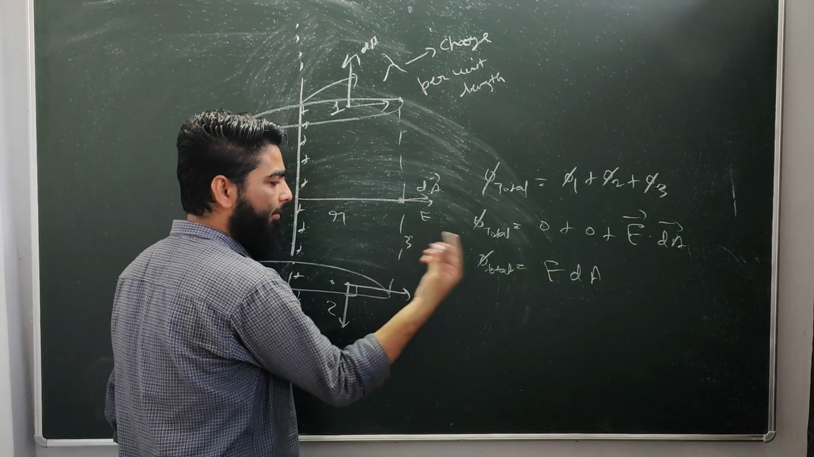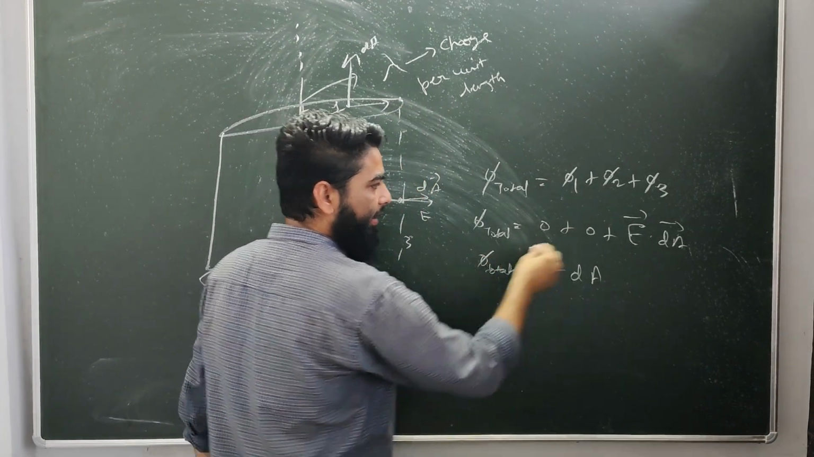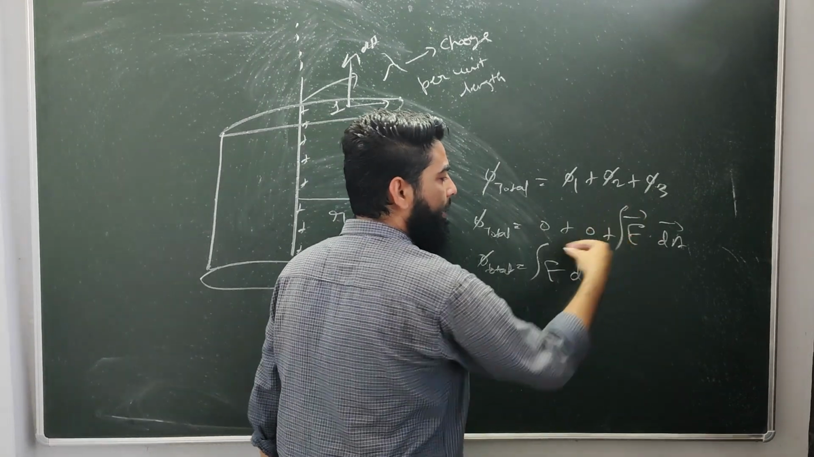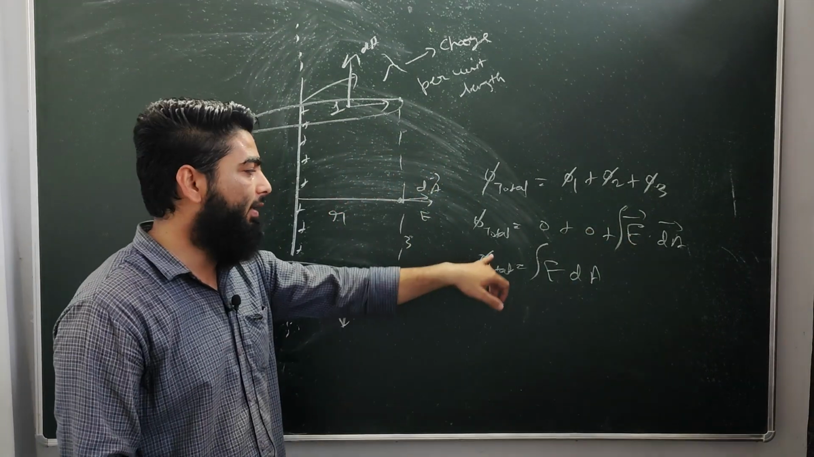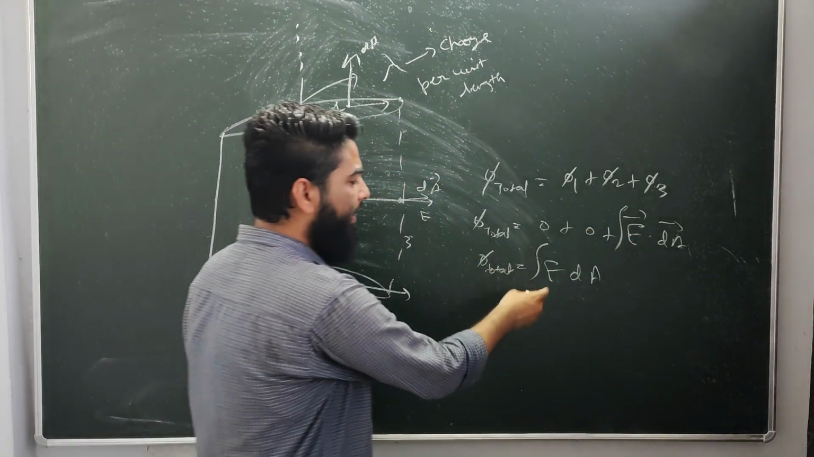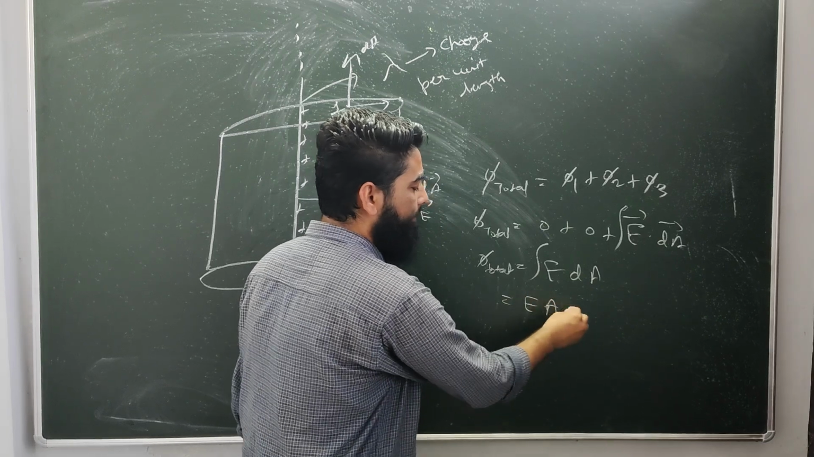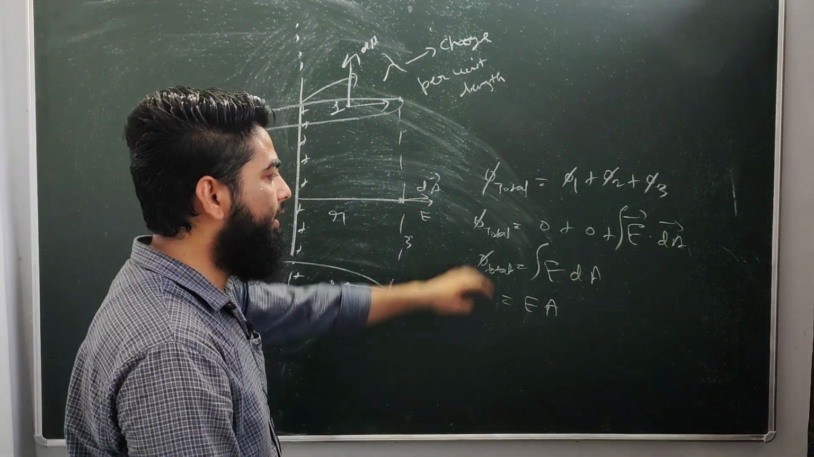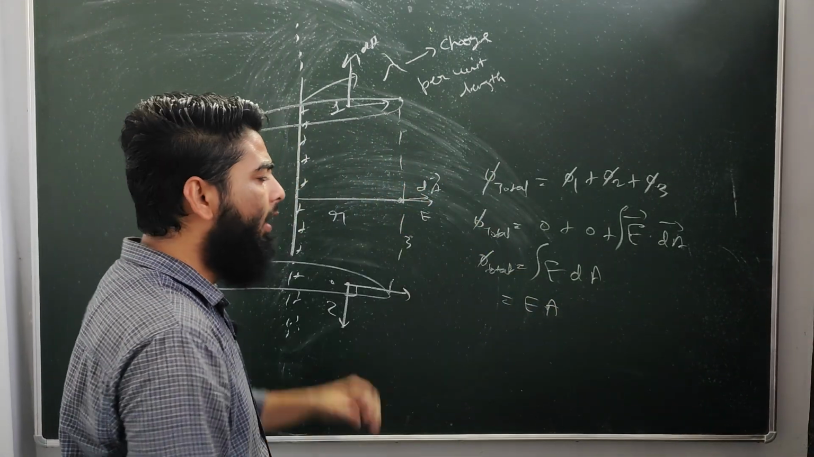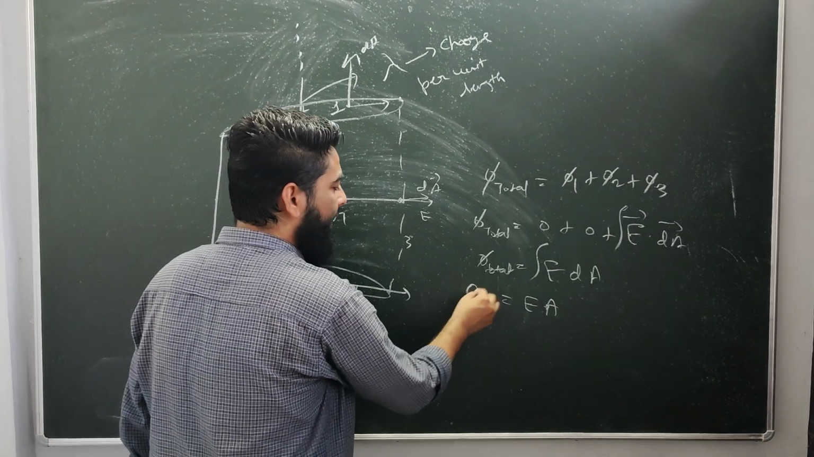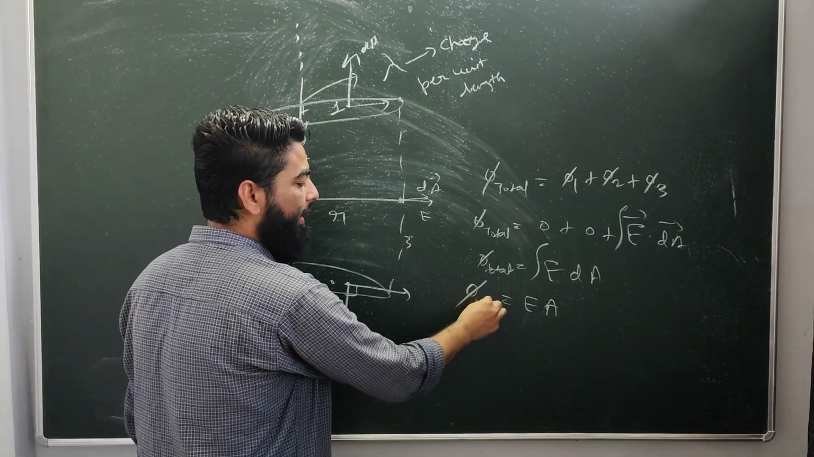If we are integrating it, we have to place the integral here, because we are talking about the whole surface. We have written phi total. So this will come out to be E into A. Area will be the curved surface area. So this is the first part of the problem, that you have calculated phi total to be EA.